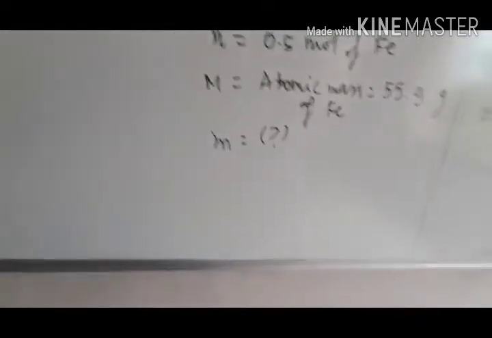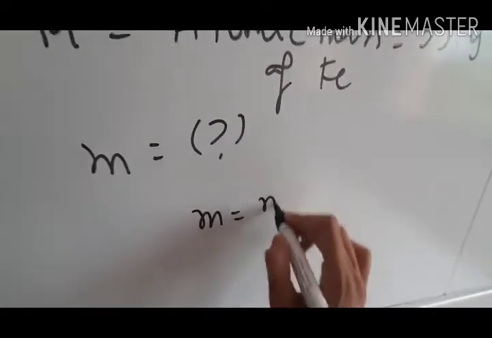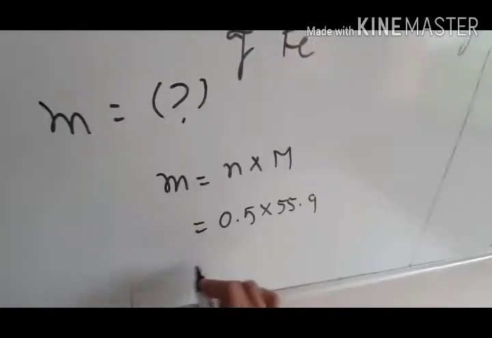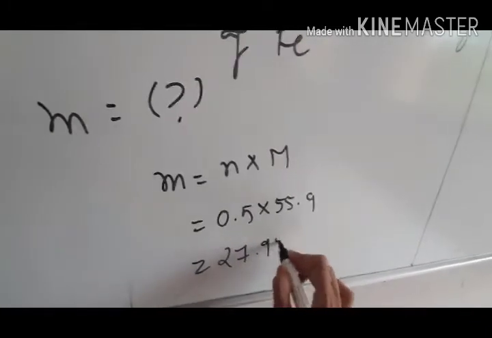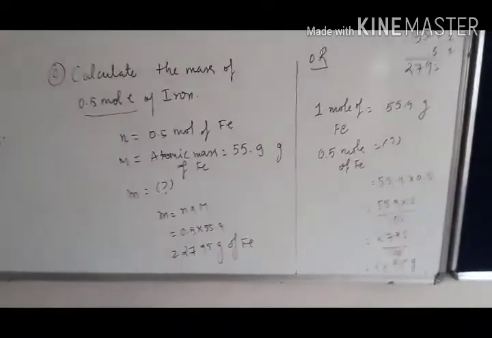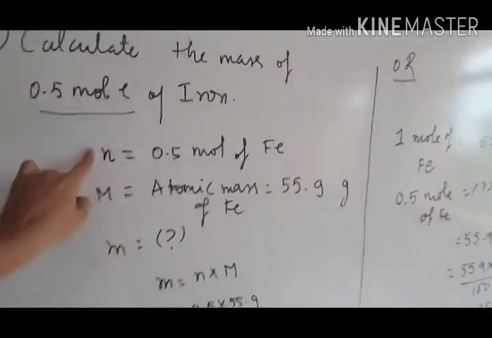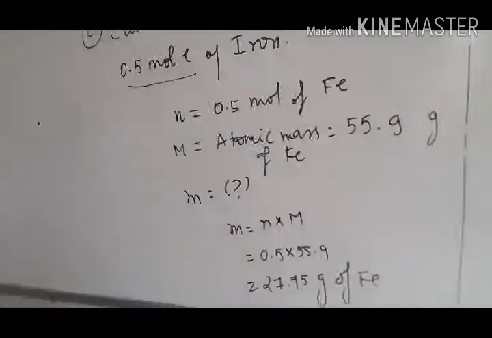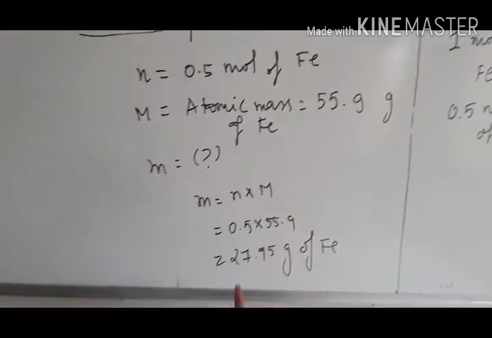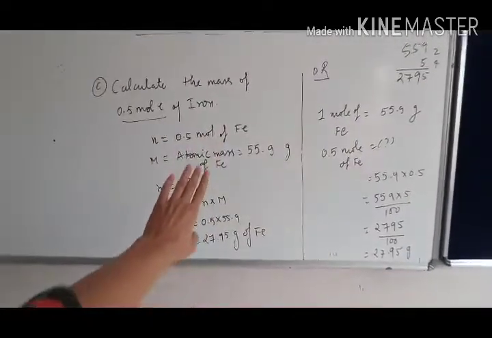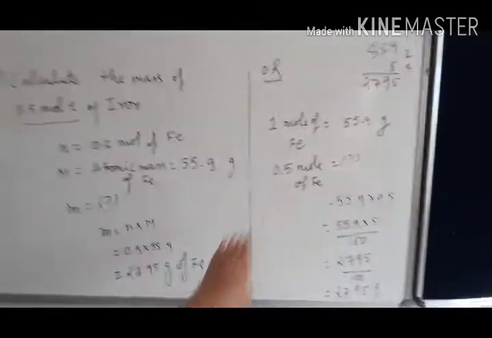In this, what we are doing is the same method. Given mass m is equal to n into M. So 0.5 into 55.9, so the answer is 27.95 gram of Fe. So that is the calculation. Either you can do it by this or this method. Both of the methods are correct. So n is equal to 0.5 mole of Fe, atomic mass is 55.9 gram per mole. So we just have the given mass. The answer which comes is 27.95 gram of Fe. So you can use either method. Both of the methods are correct.